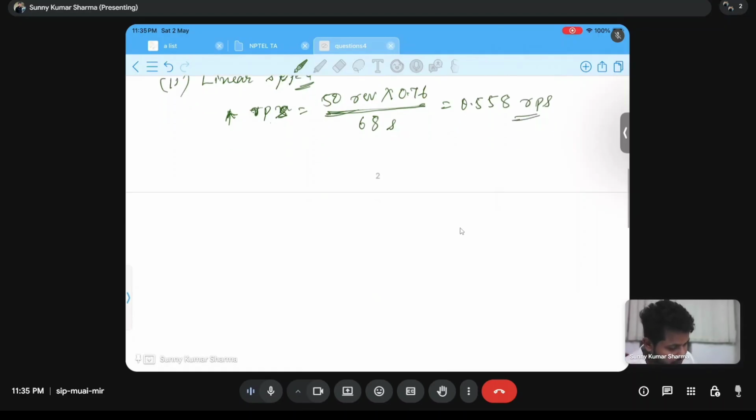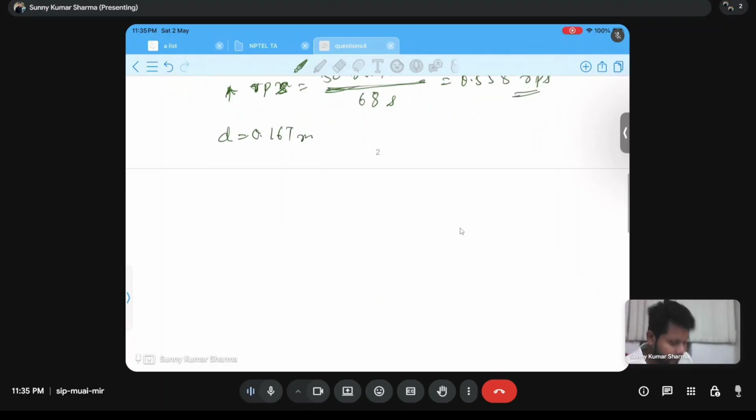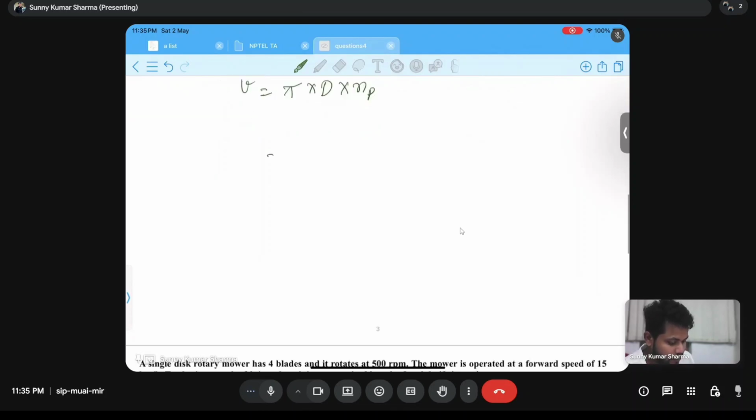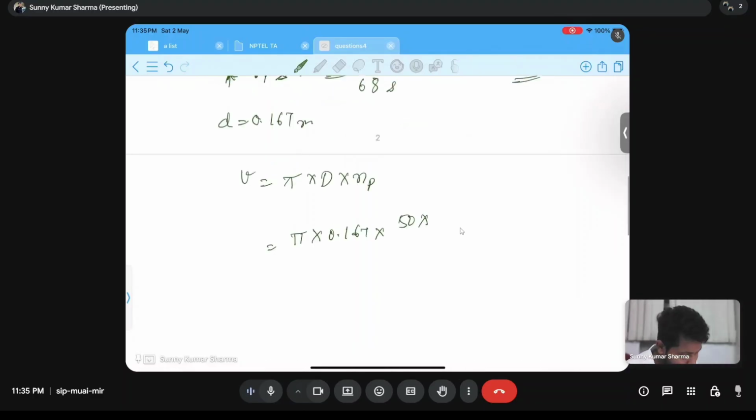This is revolution per second, and we need to find linear speed. For that, what is the diameter given? The diameter is 0.167 meter. So linear velocity or linear speed will be pi into d into revolution per second. So pi into 0.167 into 50 into 0.76.